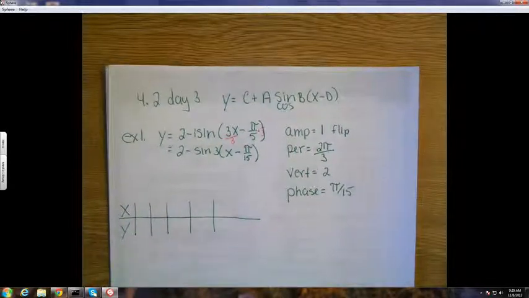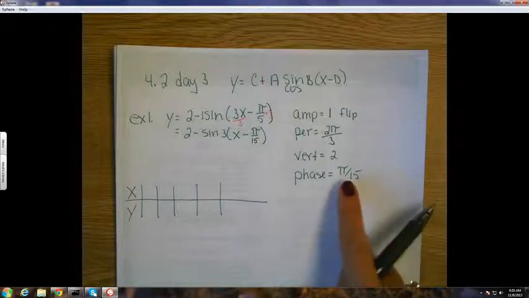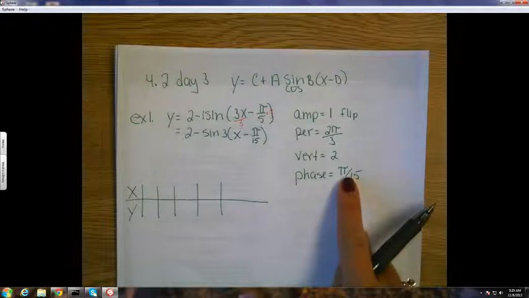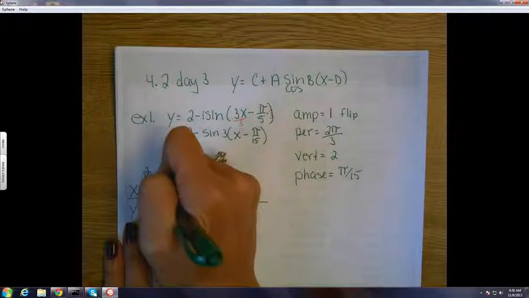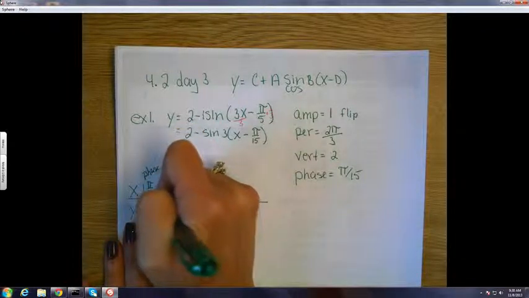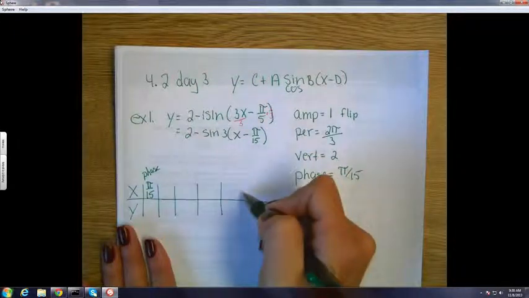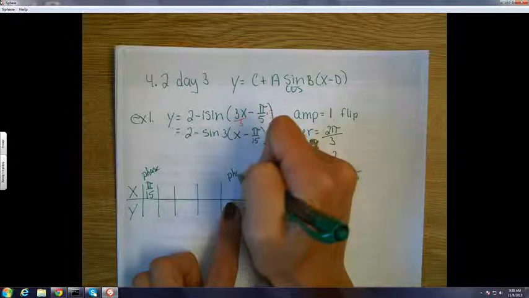Where do we get our first x value from? The phase. The phase is always the starting x value. If there is no phase, then it starts at 0. But if there is phase that's not 0, that's our starting x value. So phase always goes here. Pi over 15. What's the process to see where it's going to complete one full cycle at? You got it. Phase plus period.